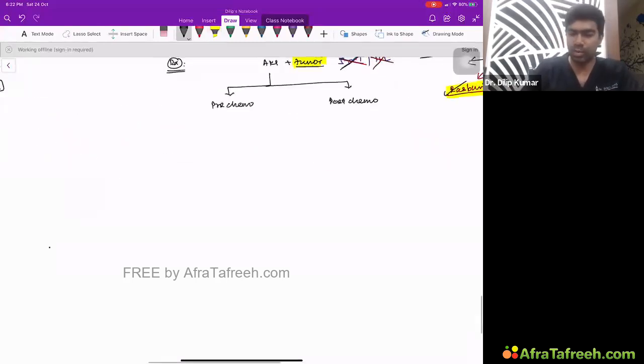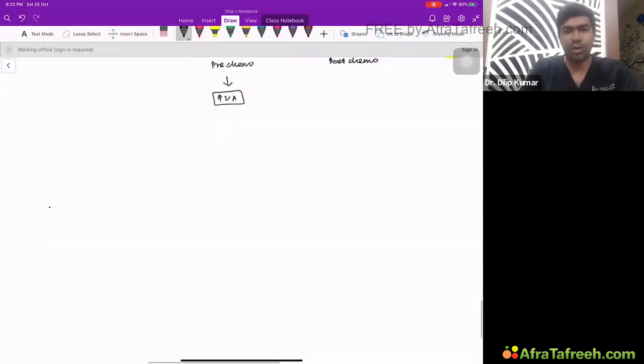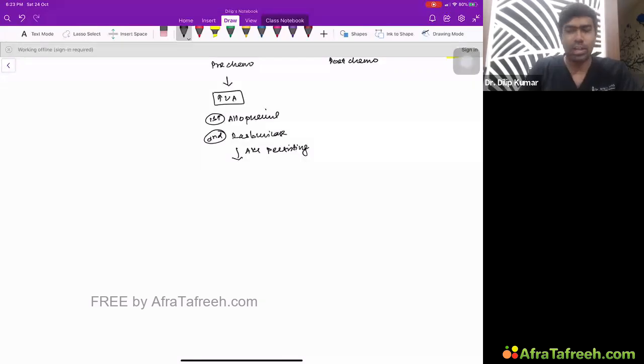So pre-chemotherapy, if you see an AKI, usually it will be due to high uric acid. Because it is due to high uric acid, you can initially start giving allopurinol as the first step. If the patient is not responding to allopurinol, then I can start with rasburicase. Still, if the patient is not responding, AKI persisting, then I need to think about other causes.